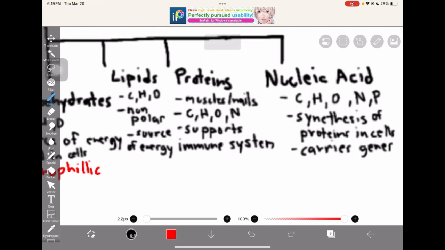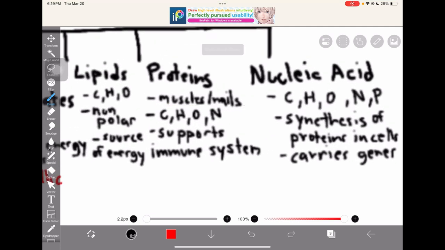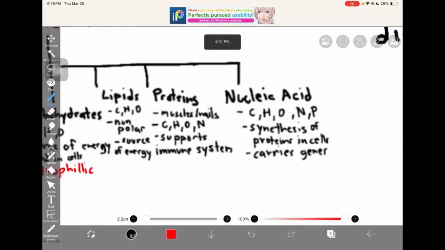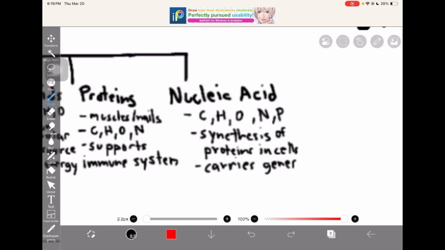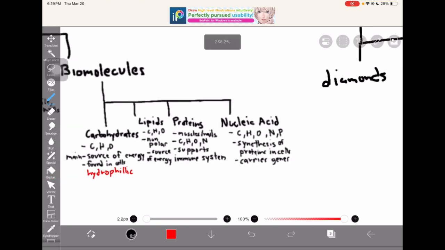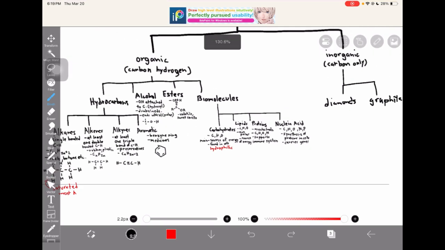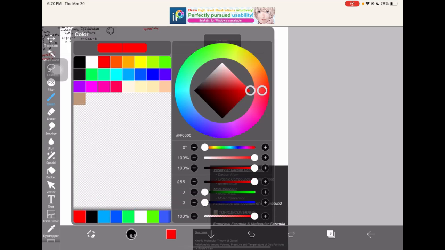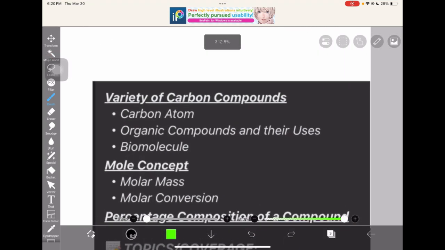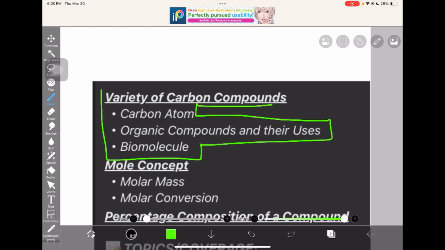Meanwhile, proteins are for muscles and nails usually, and are made out of C, H, O, and N, and they just simply support the immune system. Last but not least, it's nucleic acid. These are made out of C, H, O, N, and P. That's carbon, hydrogen, oxygen, nitrogen, and phosphorus. Is it phosphorus? I forgot. But yeah, it's used in the synthesis of proteins in cells, and it carries your genes. And that's really it for the carbon atom. So there we go. Entire unit knocked down in one swoop and in one table as well.